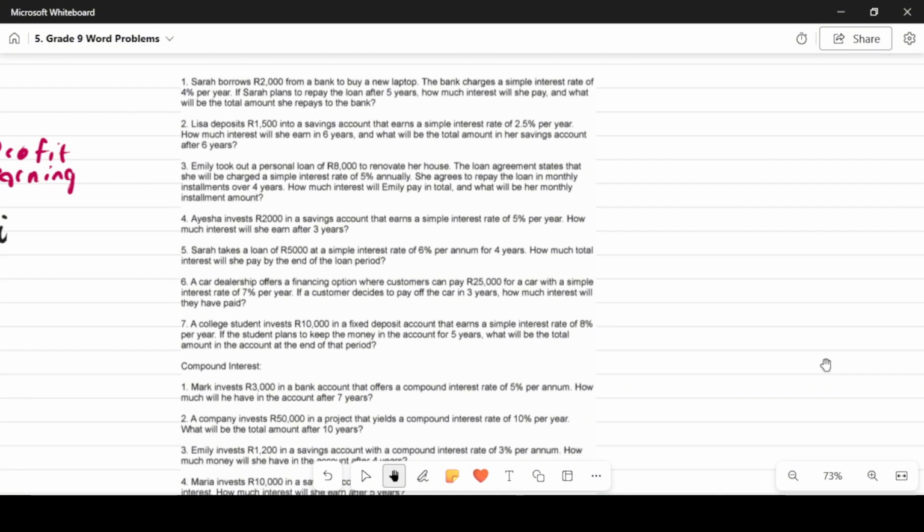So it's very easy. She deposits 1,500 into a savings account that earns a simple interest rate of 2.5% per year. How much interest will she earn in 6 years? And what will the total amount be in the savings account? Same idea here. You can solve that. So we'll say A is equal to P into 1 plus IN. P is 1,500 into 1 plus, what's your I? 2.5 over 100. And you multiply that by 6 years.